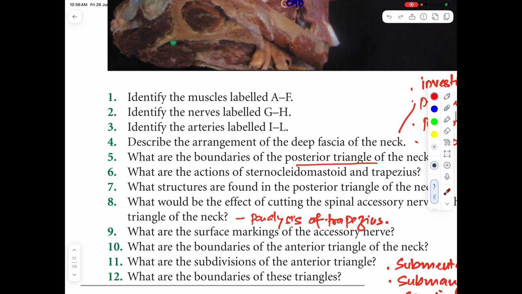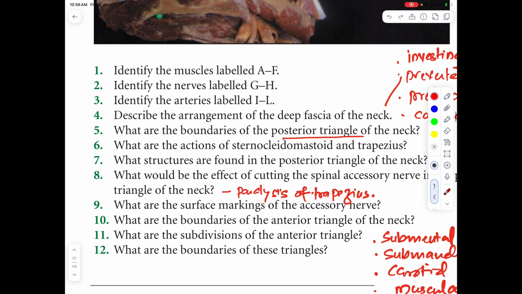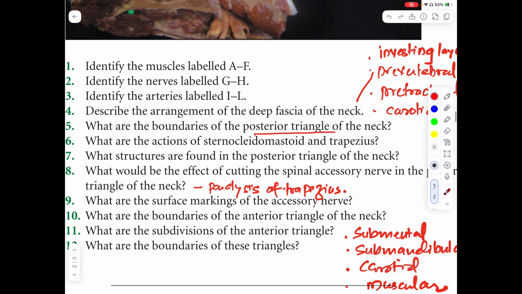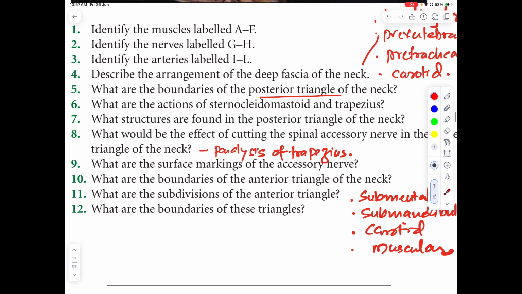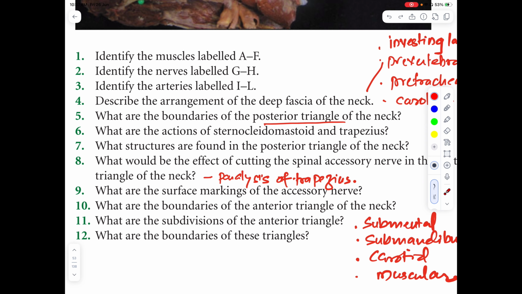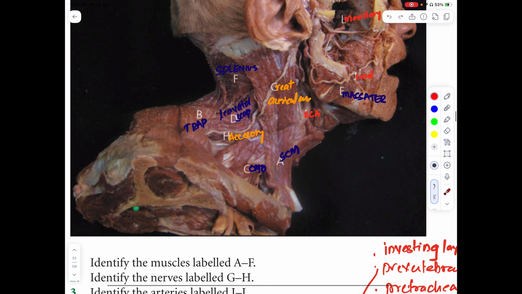What would be the effect of damage to spinal accessory nerve? That causes paralysis of trapezius, and affects shrugging of shoulder and turning. What is surface marking of accessory nerve? Now, accessory nerve, goes towards the trapezius. So you see, this is the trapezius.